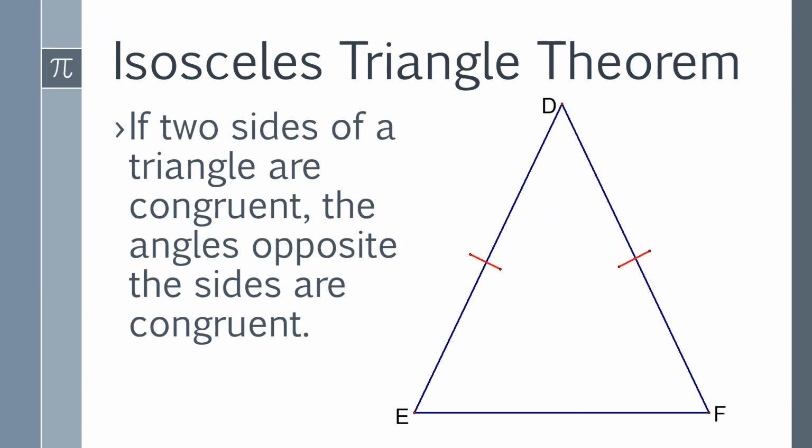Okay, so the isosceles triangle theorem says if two sides of a triangle are congruent, the angles opposite those sides are congruent. So what this means is that this is the angle opposite, and this is another angle that's opposite. So these angles are congruent.